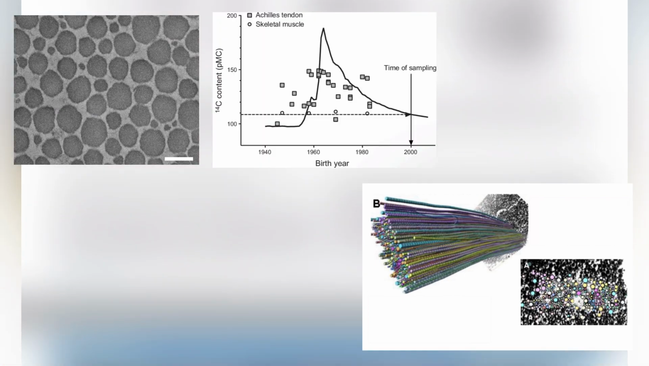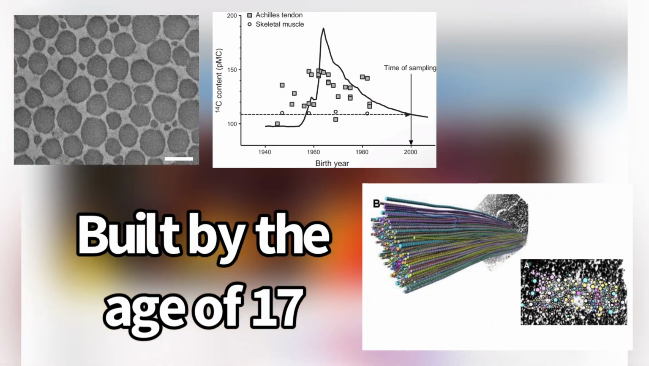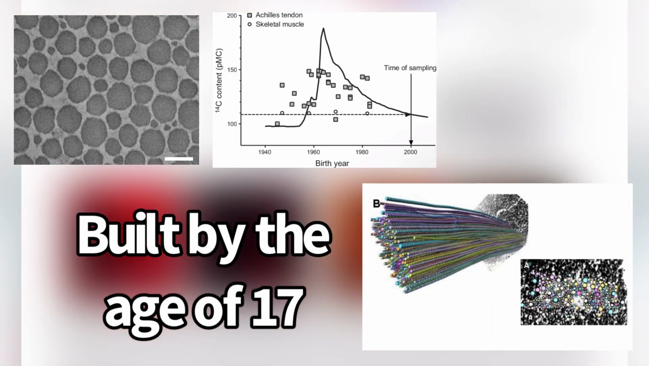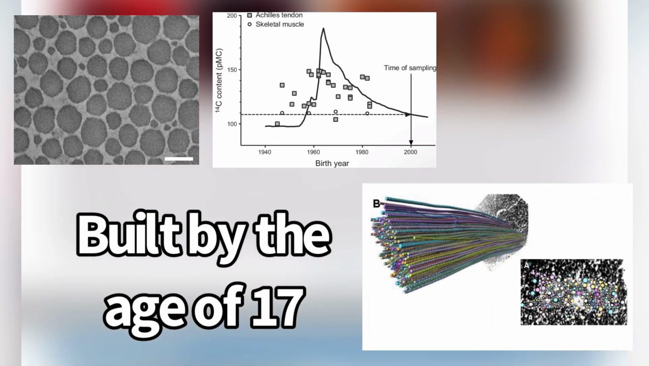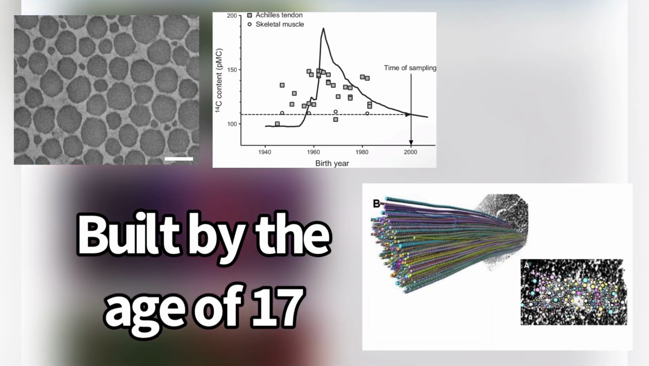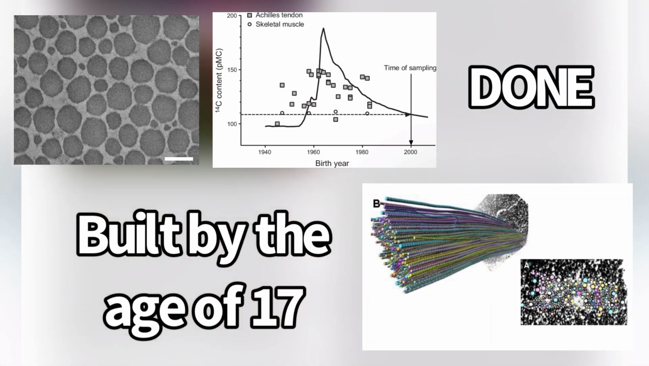In the research by Hannemeyer and others, they found that tendon fibrils are built by about the age of 17. It takes you about 17 years to get to that point of having all those fibrils, and then they don't turn over anymore. They said they have a half-life of about 200 years. So if you're past the age of 17, your fibrils are done. They have been built, and now you're going to use them for the rest of your life.